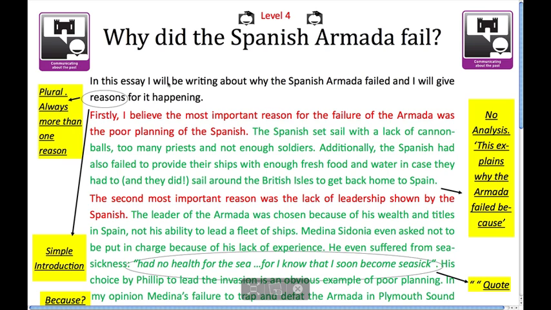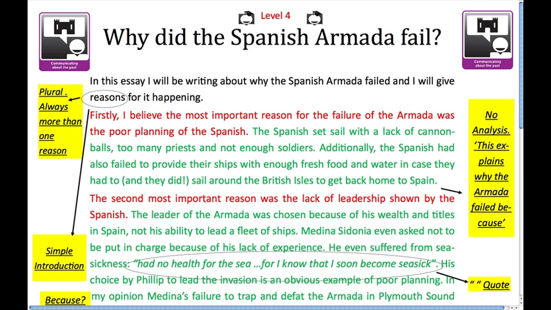In this essay: a great opening phrase for students, often overused in year 8 and 9, but certainly for year 7 a convenient way of starting an essay. In this essay, I will turn the question into the start of my essay. I will be writing about why the Spanish Armada failed, and I will give reasons, plural. Everything in history is multi-causal, so there always has to be more than one reason for it happening. Now, good short introduction. Let's move on to the first paragraph.